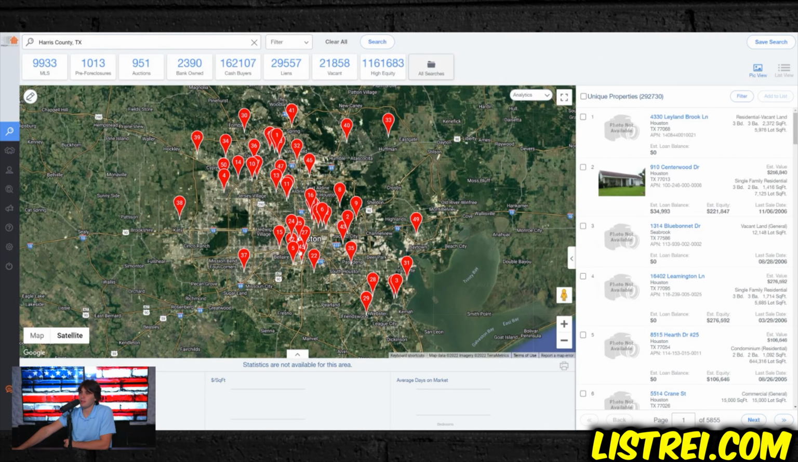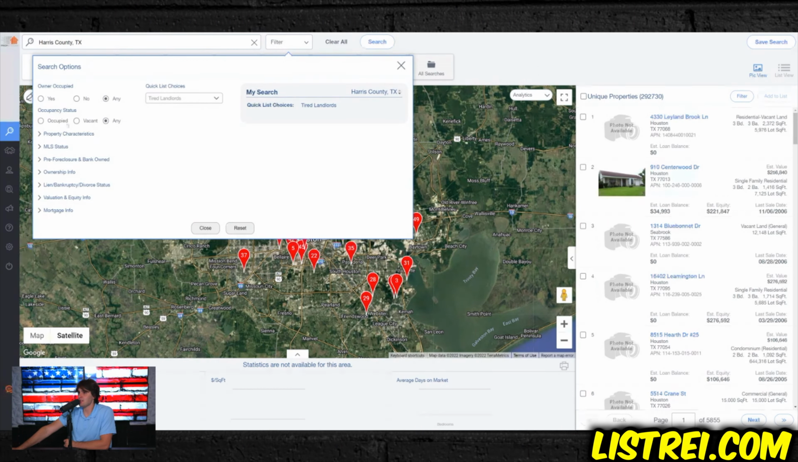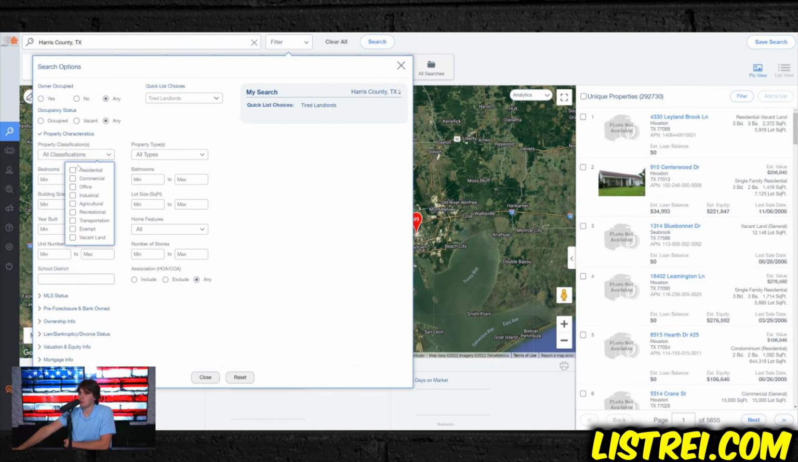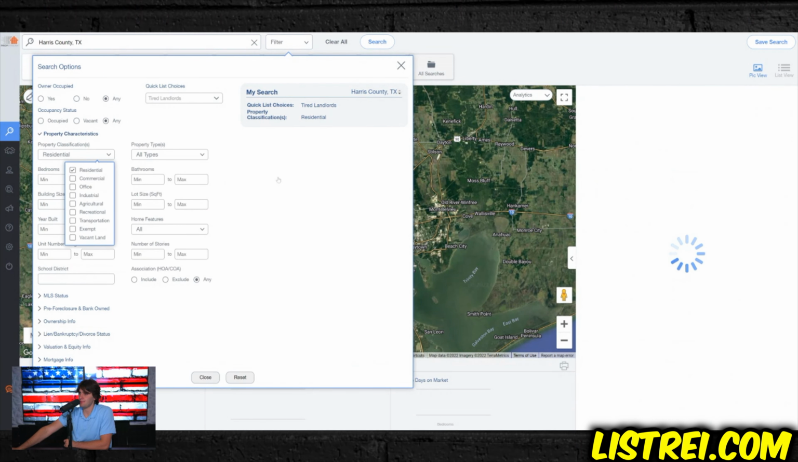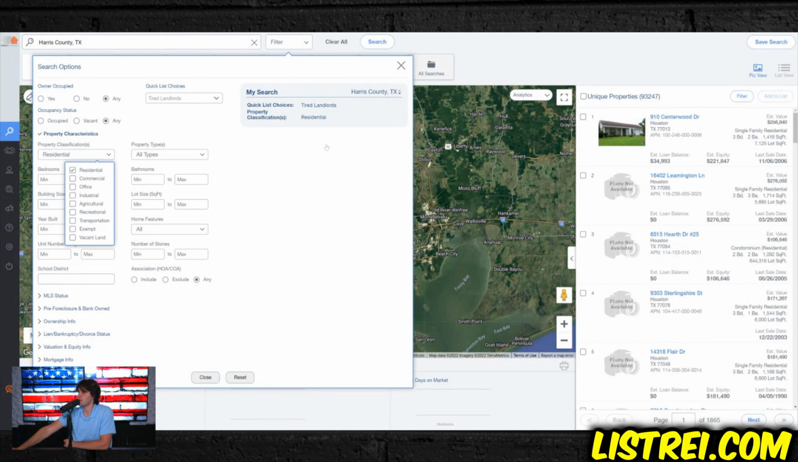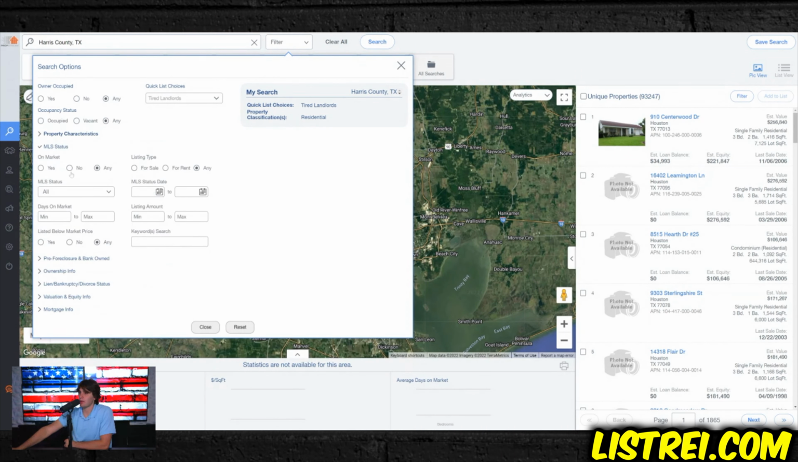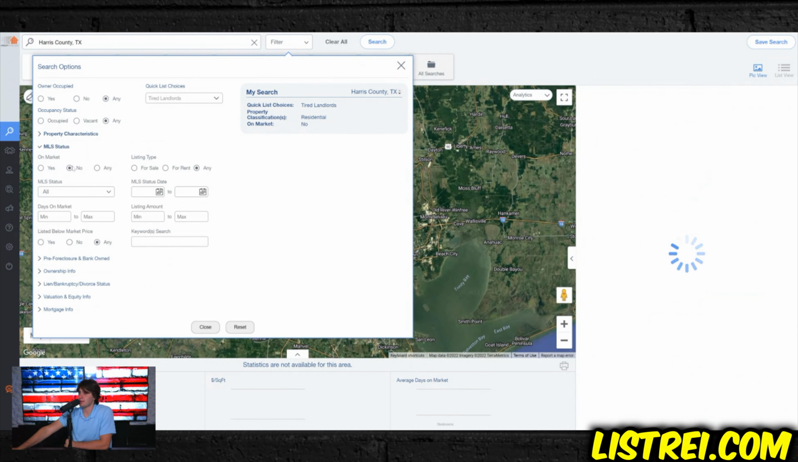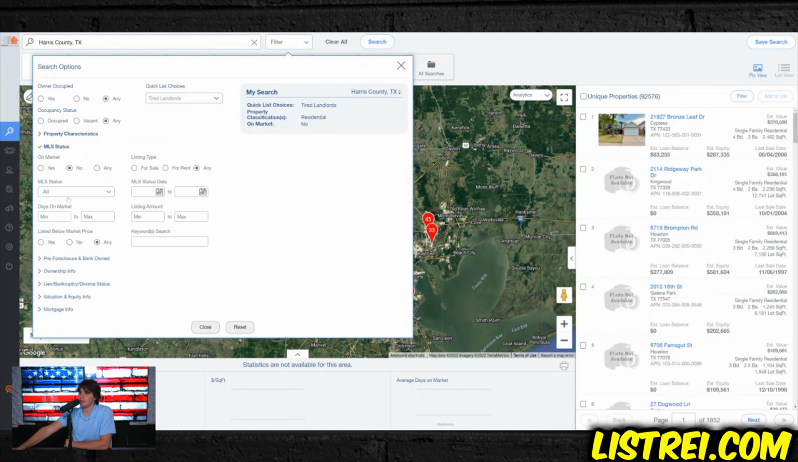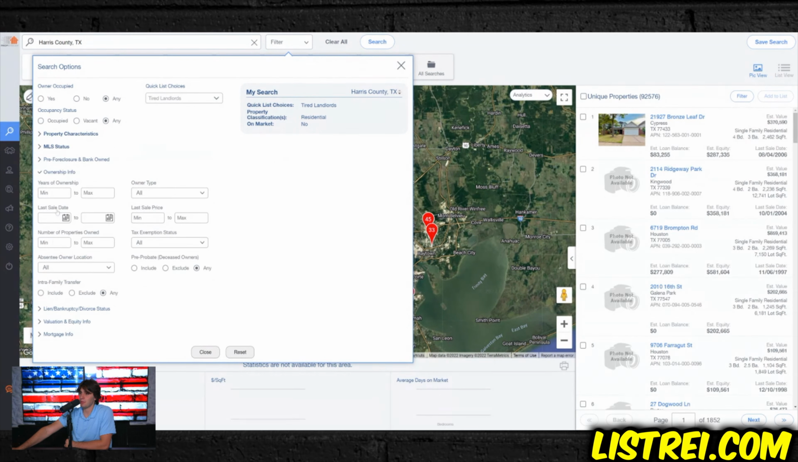So how am I going to whittle this down for, let's say, a cold calling list? What I'm going to do is use those same filters that I did before. Now, I don't care about vacants. I'm going to go to property characteristics. We're going to keep it residential right here and see what that whittles it down to. Oh, wow. Okay, that's pretty good. So I'm going to keep going a little slower on this. We're going to do not on the market. That's going to leave us at 92. Not too bad.